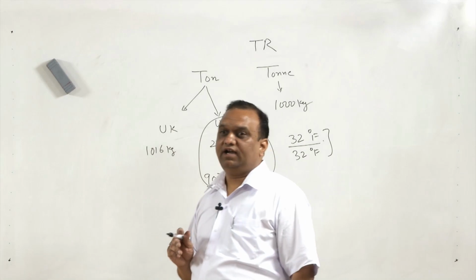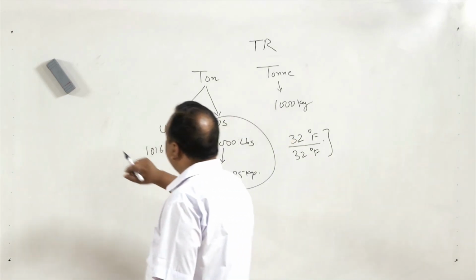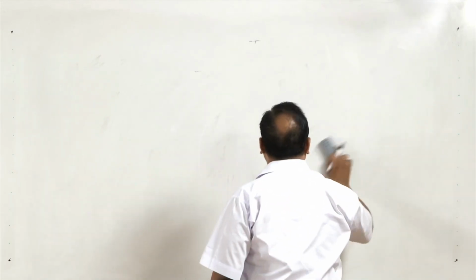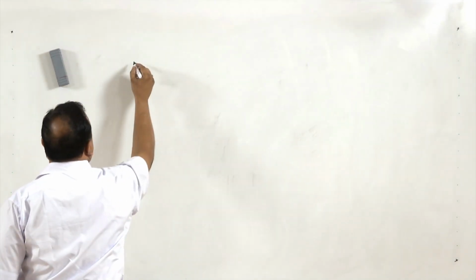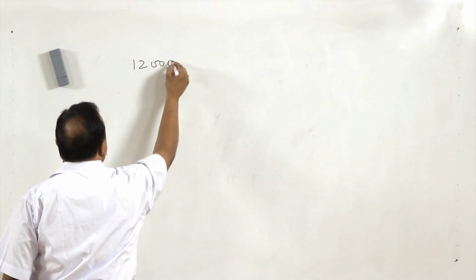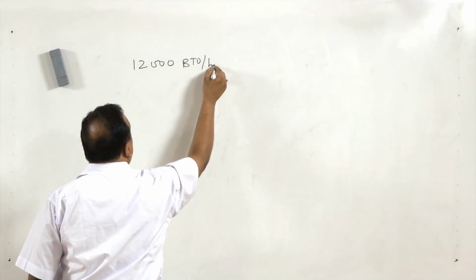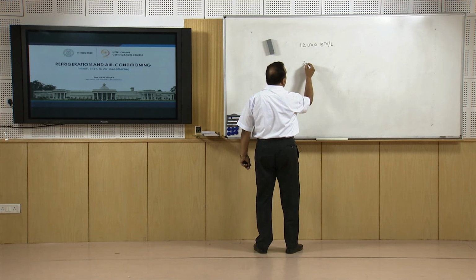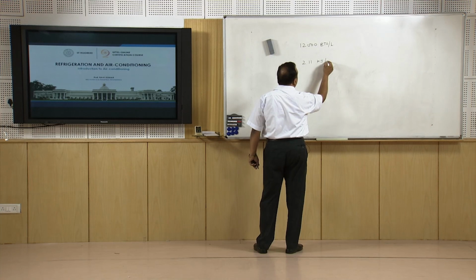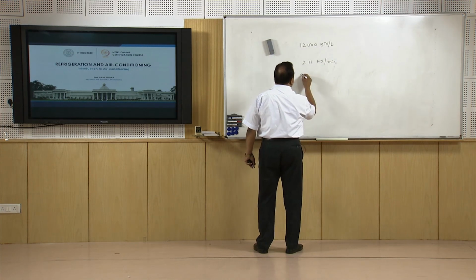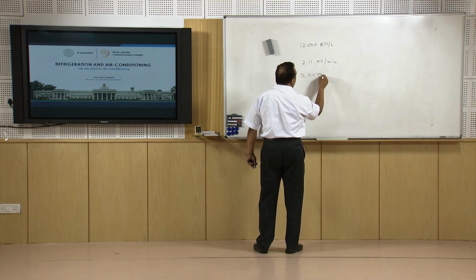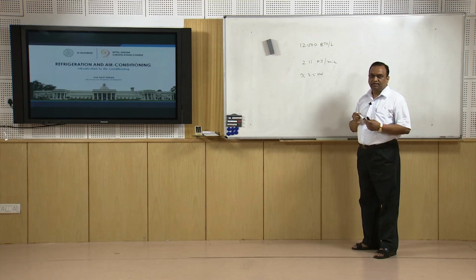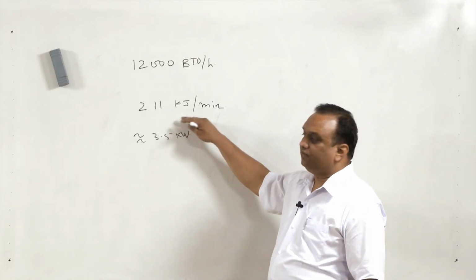So that heat removal rate is known as 1 ton of cooling, and I have told you earlier also that 1 ton of cooling is equivalent to 12,000 British thermal unit per hour, and which is 211 kilojoules per minute or approximately 3.5 kilowatt. So wherever a cooling of the order of 3.5 kilowatt is provided, we say that the cooling is of the order of 1 ton of cooling.